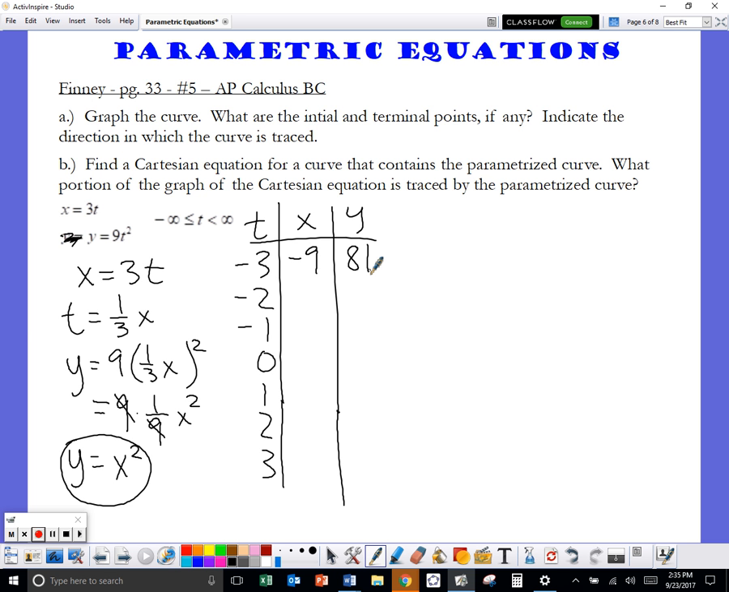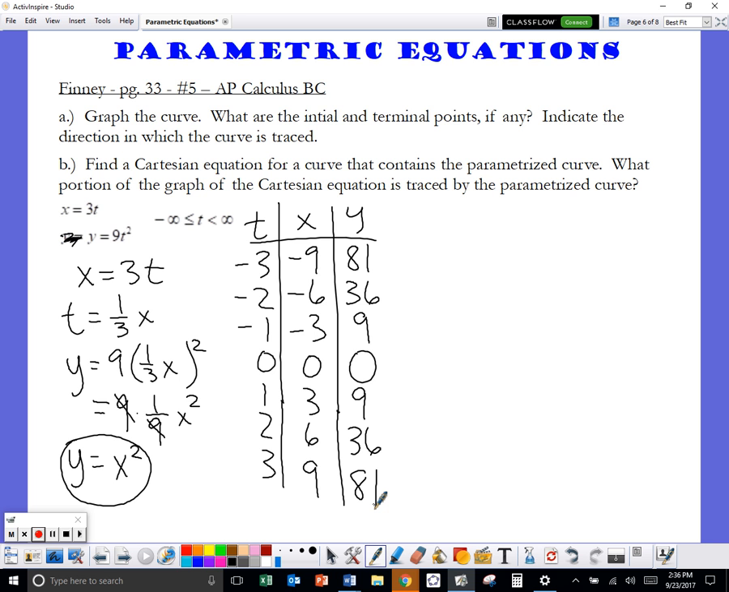Awesome. -2 plugged in gives us -6 here. Let's go ahead and plug in the rest of the values just for x. It'll be nice and quick. That's going to give us -3, 0, 3, 6, and 9. And then for y, when we plug in -2, that's -2 squared, or 4, times 9 is 36. Makes sense because -6 squared is 36. Plugging in -1, -1 squared is 1. 1 times 9 is 9. Plugging in 0, we get 0. And then, of course, 3, 6, and 9 are going to yield the same values because we're squaring. So we'll get 9, we'll get 36, and we'll get 81.